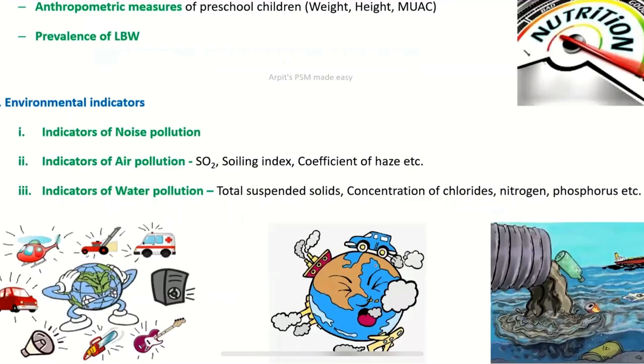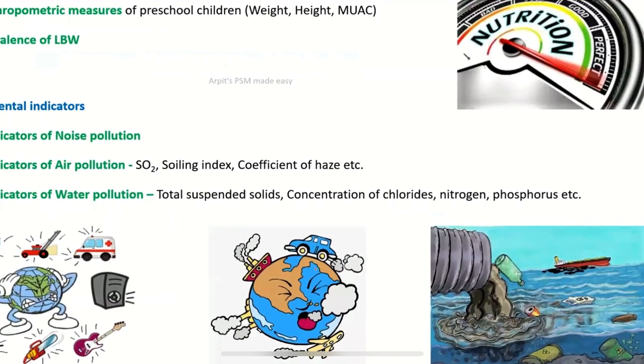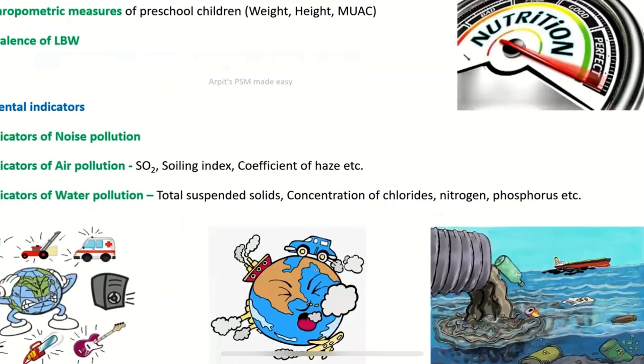These will include the indicators relating to air pollution, which includes SO2 (sulfur dioxide), soiling index, and coefficient of haze. Water pollution includes the total suspended solids and the concentration of chlorides, nitrogen, and phosphorus, and how these things are causing the water pollution and what effect it is causing.